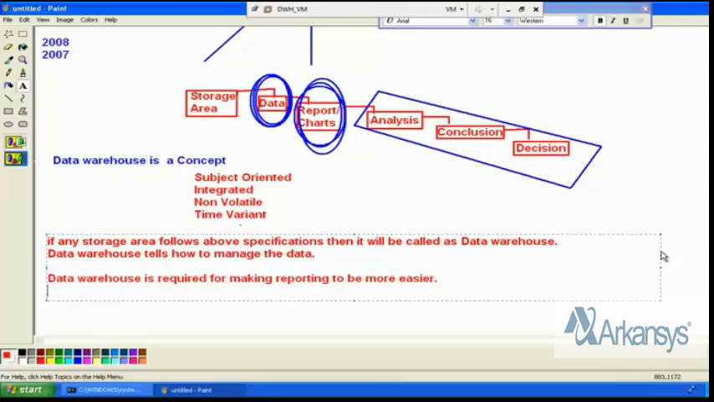So data warehouse is a concept which talks about 4 principles. If any storage follows these 4 specifications, it can be called a data warehouse. It is required to make reporting faster. Compare it with OOPS, object-oriented programming system. That is a concept. If any language satisfies those OOPS principles like inheritance, encapsulation, polymorphism, we call it an object-oriented programming language. Same way, if any storage follows these 4 specifications, it will be called a data warehouse. Clear?